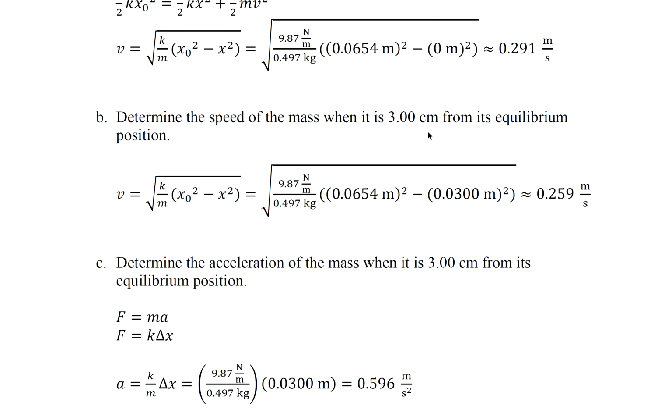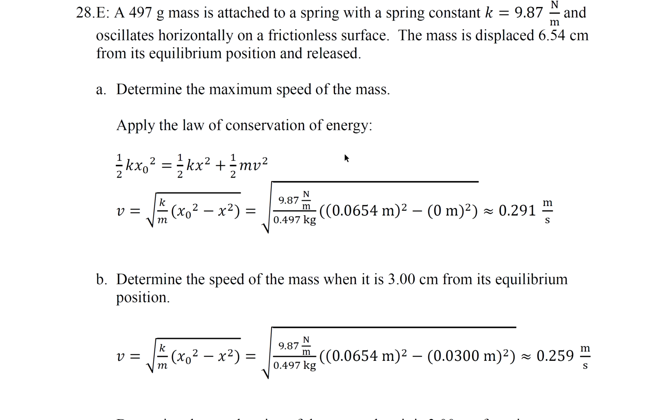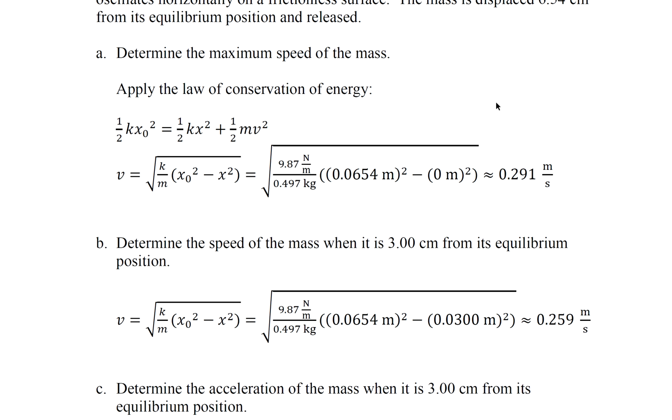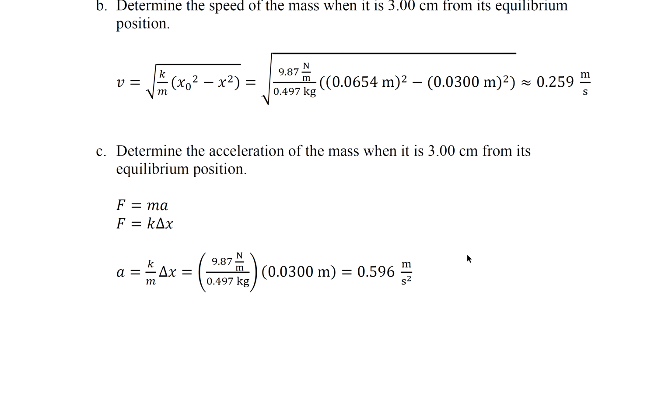Part B, determine the speed of the mass when it is 3 centimeters from its equilibrium position. So we'll use the same equation. We'll start with this. Then we'll end up getting this. Part C, determine the acceleration of the mass when it's 3 centimeters from its equilibrium position. So F equals ma equals k delta x. Solve for a.